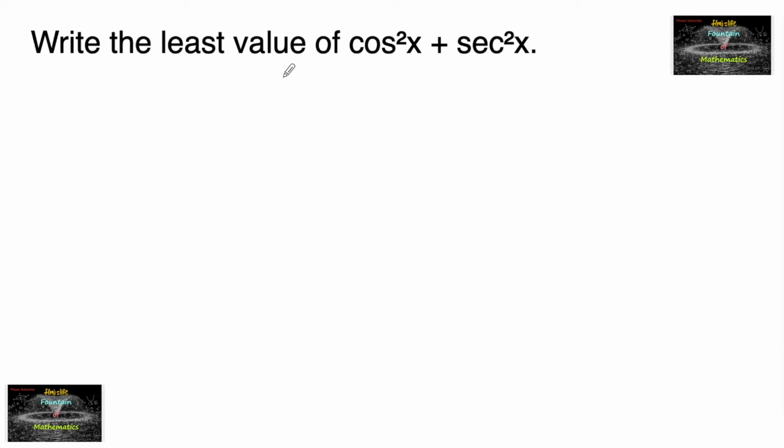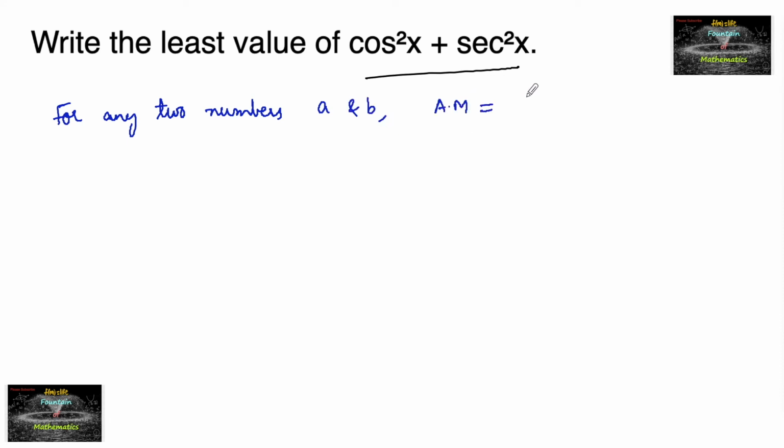Write the least value of cos square x plus secant square x. So to solve this problem, let us apply the arithmetic mean and geometric mean concept for any two numbers A and B. Arithmetic mean AM is equal to A plus B by 2 and geometric mean GM is equal to root over AB. We have arithmetic mean is greater than or equal to geometric mean.